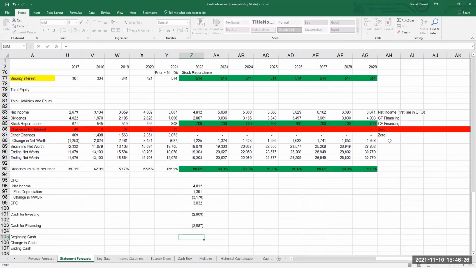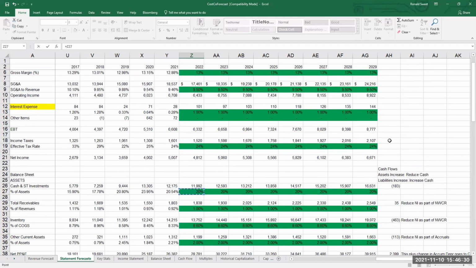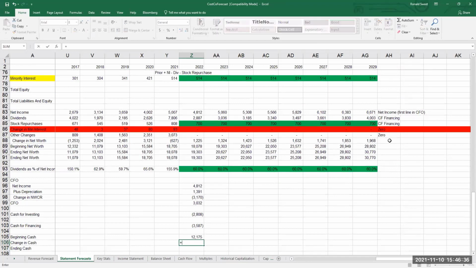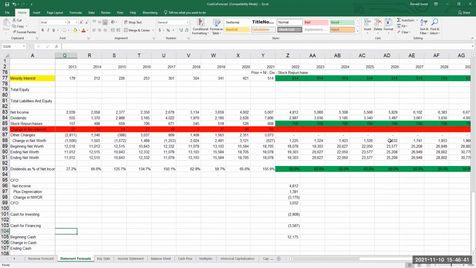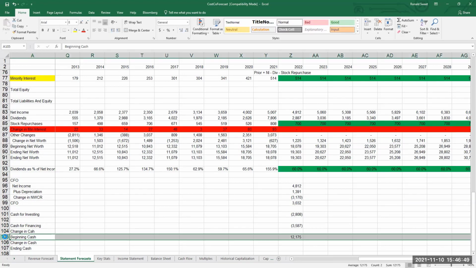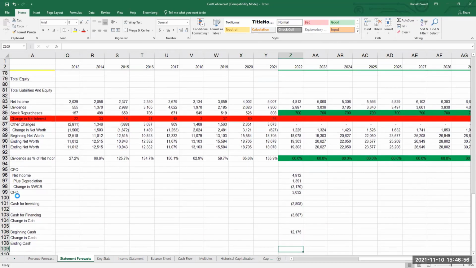Beginning cash was 12,175, right? 12,175. Change in cash. Let's put the change in cash here, so we'll have it in 2 places. I kind of like doing this. I've always thought it was a lot of fun. So our change in cash is just really straightforward.